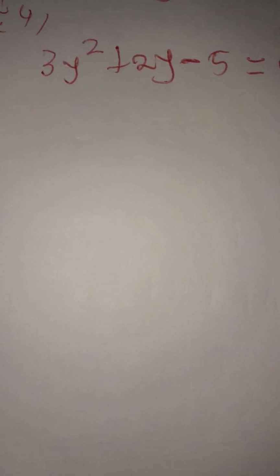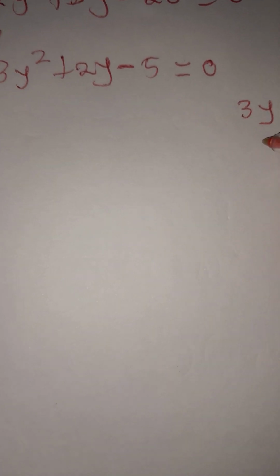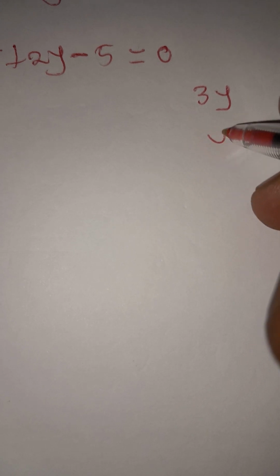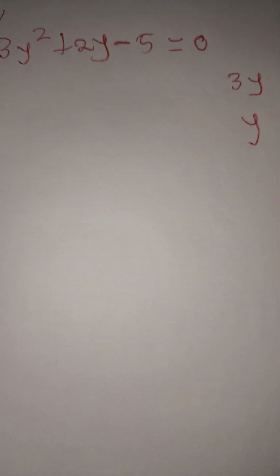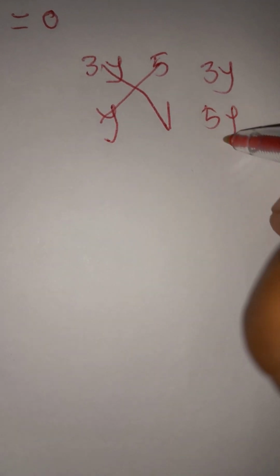Okay. How can you solve such a trinomial? We can solve this kind of quadratic trinomial using the cross method. So what are the factors of 3y squared? That's 3y and y. The factors of 5 will be 5 and 1. Okay, 3y times y, that will be 3y. 5 times y, that will be 5y.